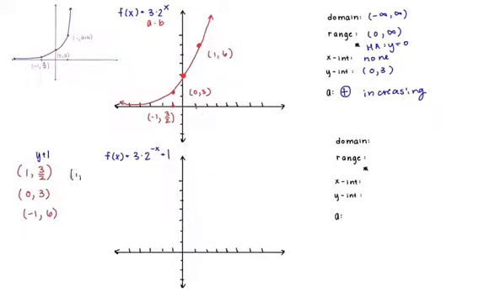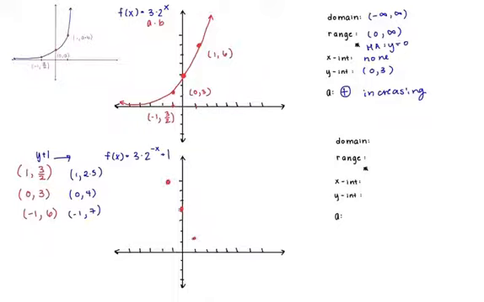So I'm going to have 1, 3/2. So that's about 1.5. So if I add 1, that will be 2.5. I'll have 0, 4, and I will have -1, 7. So I can go ahead and plot those values. 1, 2.5, 0, 4, and then -1, 7.